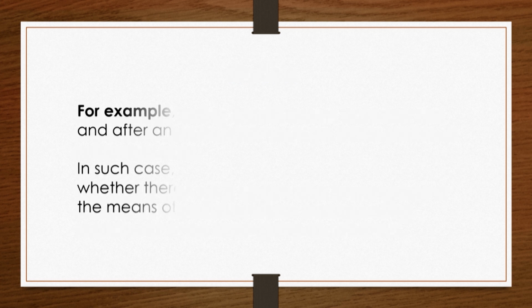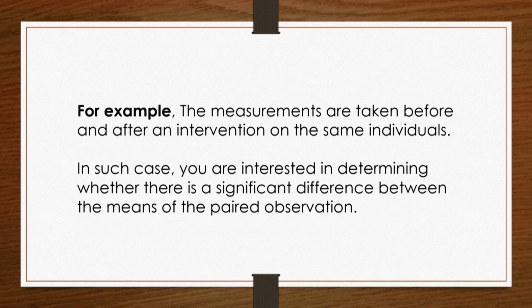or condition. For example, here the measurements are taken before and after an intervention on the same individuals. Here, the same data can be considered for before and after. In such situations, we can apply this t-test. In such cases, you are interested in determining whether there is a significant difference between the means of the paired observations or not. That is what we are going to check in this test.